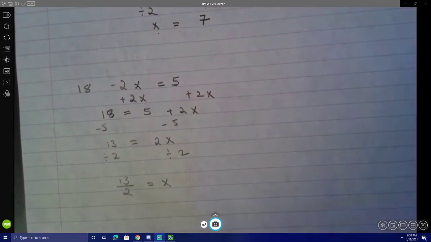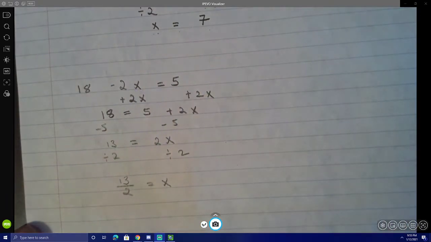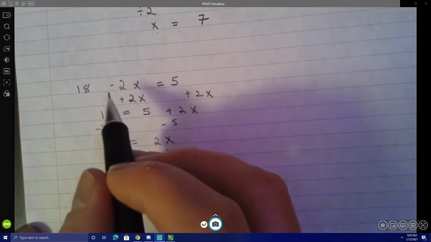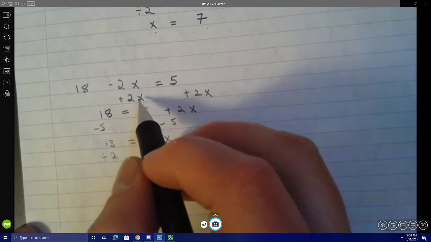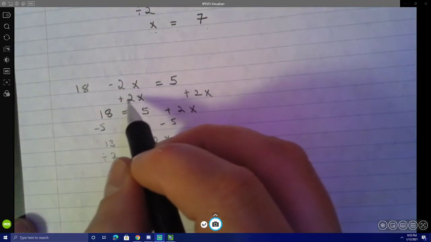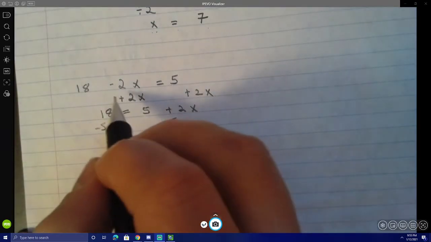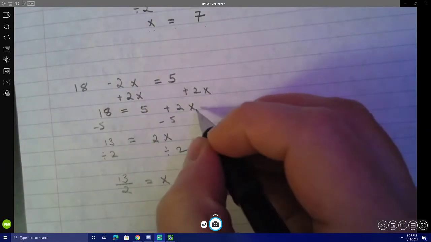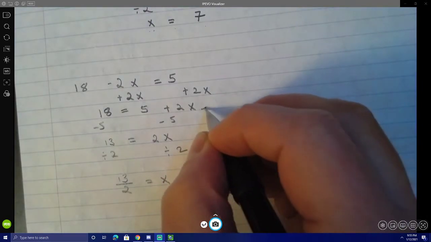For the next problem, we had 18 minus 2x is equal to 5. Now, one thing I realized about this is I had a negative value in front of my variable. The first thing I did to isolate that is I knew I wanted to get a positive value there, just to make my math easier down the line. So what I did is I actually added 2x to both the left and the right to bring it over to the right side of the equation. This will make our math down the line much, much easier.